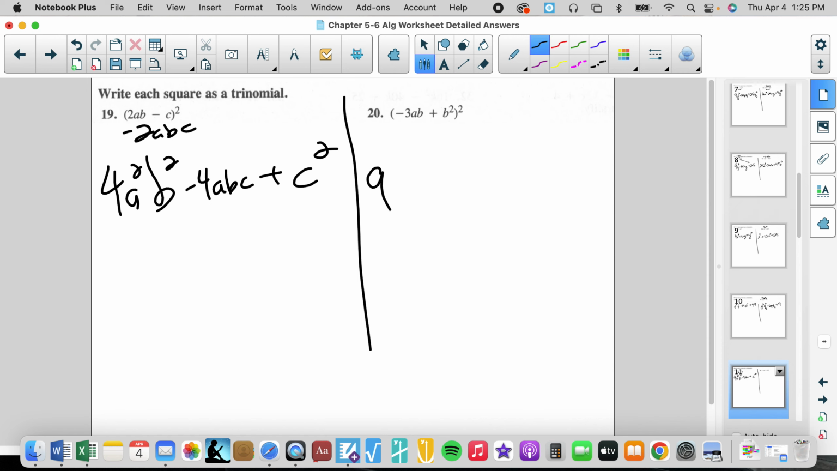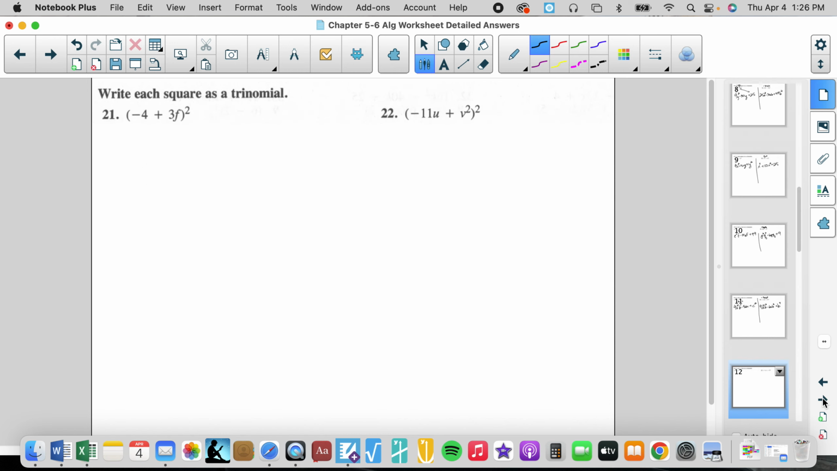That's going to be positive 9A squared B squared. That's going to be B to the fourth. And now I have negative 3AB to the third, which is negative 6AB to the third. That's an interesting one. That's a good one. Right? Did I do that right? Yeah, I think so. Yeah, they'll double up. Yep. Okay. So notice nothing changed.